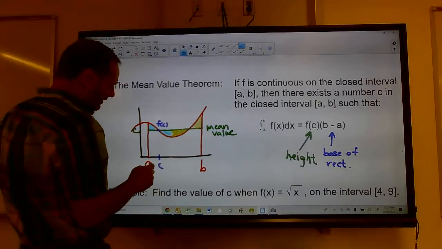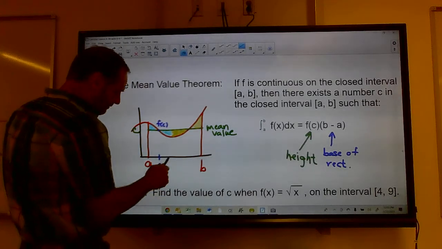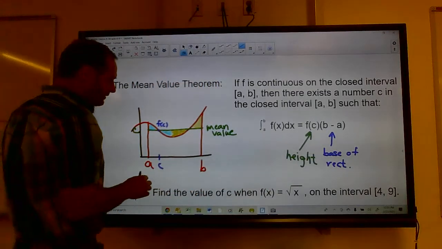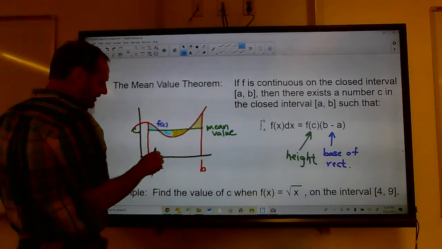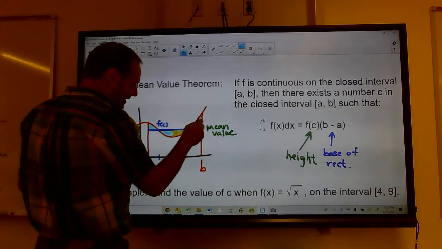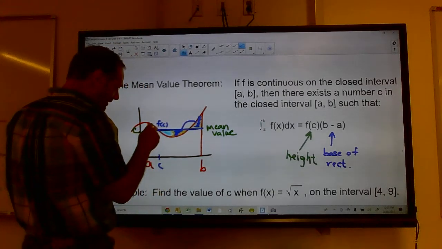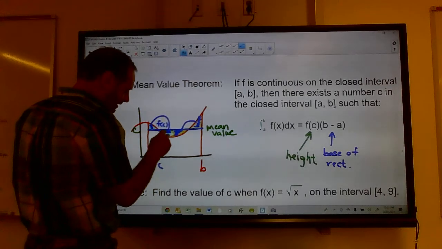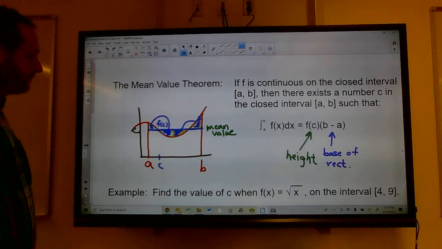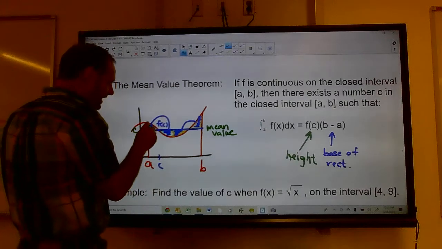Now, if I look at that, this rectangle has a base of b minus a, that's where that comes from, the base of the rectangle, and f of c is the height. So what they're saying is you can come in here, find a c where you could draw this line across here, take anything above this and move it down into here. Take anything above here, move it down into here, and I just find the area of a rectangle. And it's the mean value of all these values right here.